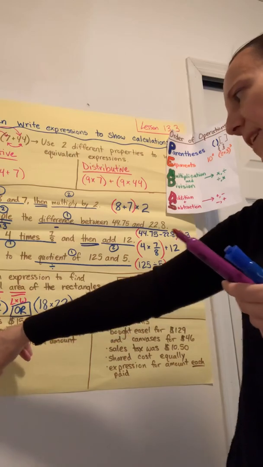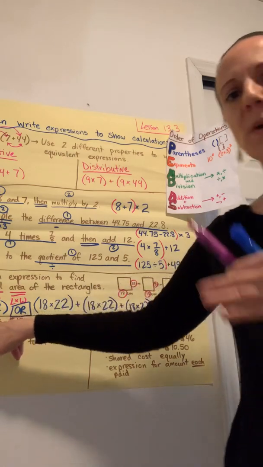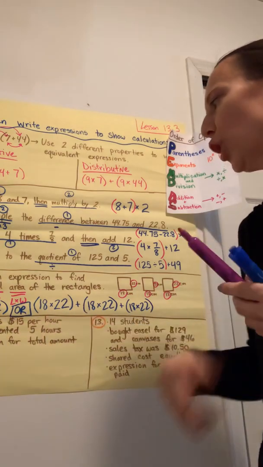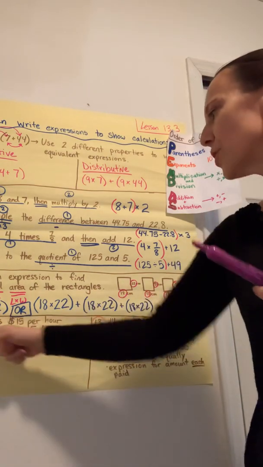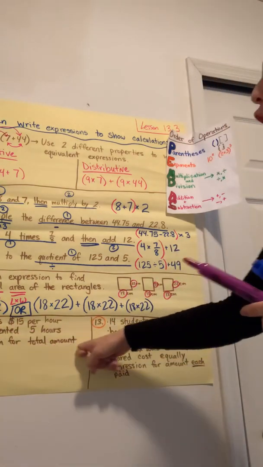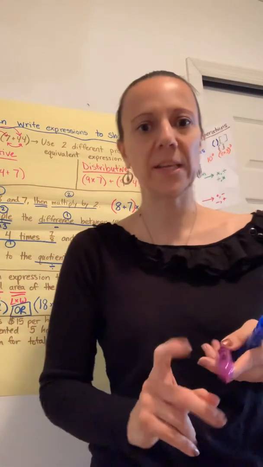$25. David is renting something for 5 hours. It costs him a $25 fee plus $15 per hour. And he's going to rent it for 5 hours. I want to find an expression for the total amount that he's going to pay.